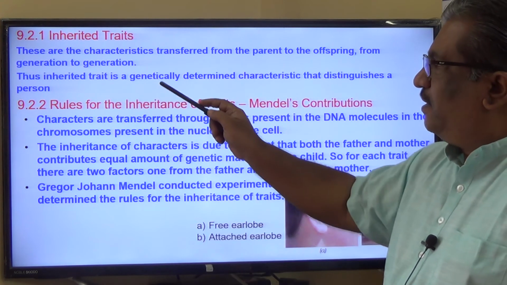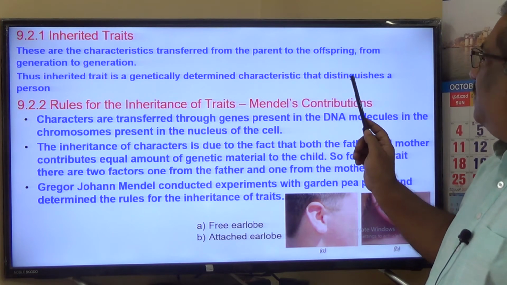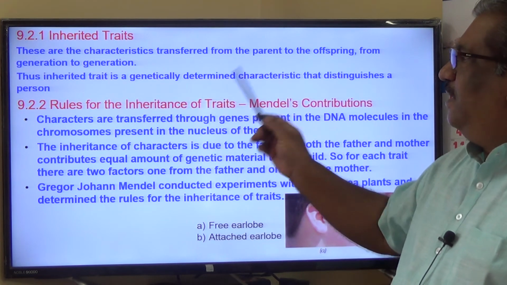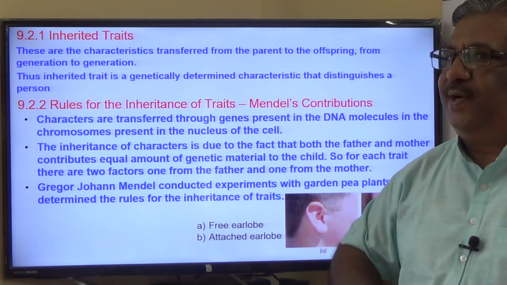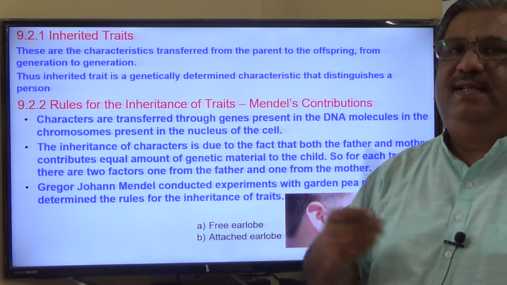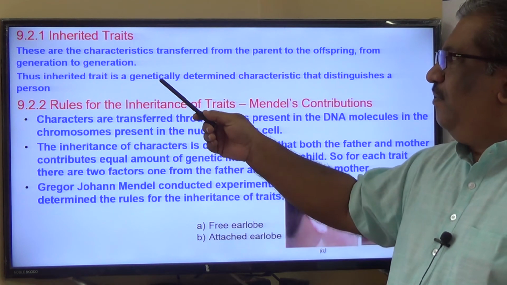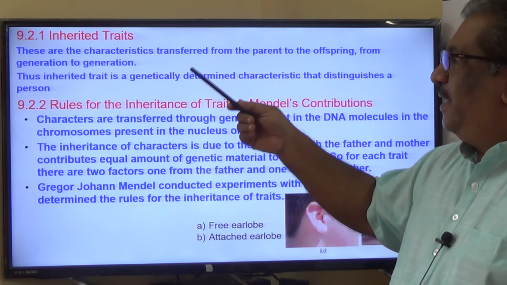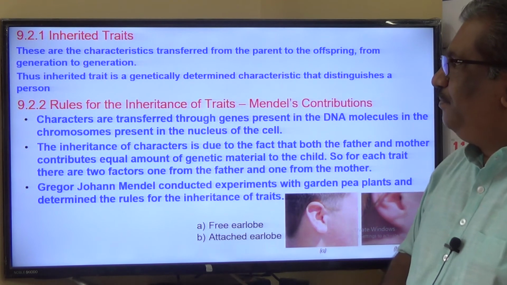Thus an inherited trait is a genetically determined characteristic that distinguishes a person. So inherited traits are genetically determined. Please remember, inherited traits are genetically determined. It depends upon the genes of the mother and the genes of the father. So the inherited trait is dependent upon the genetics.